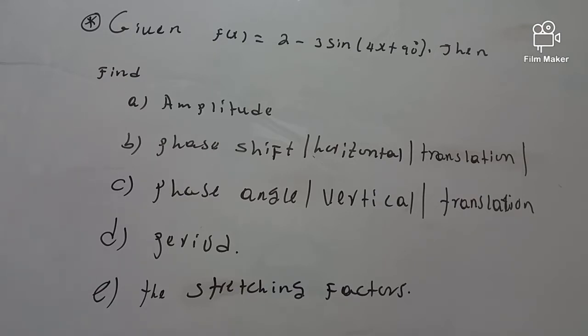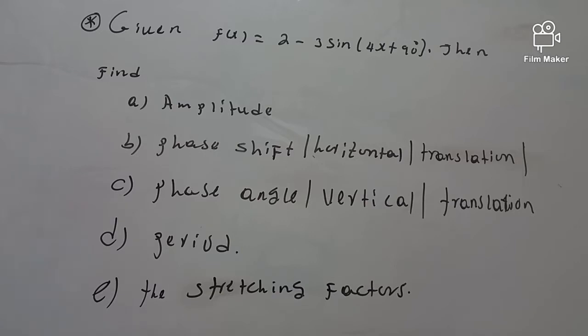For example, look at the first point. Given the function f of x equals 2 minus 3 sine of (4x plus 90 degrees), how are we going to describe the amplitude, phase shift or horizontal translation, phase angle, vertical translation, the period, and generally the stretching factors? If you remember, in our previous videos I have already explained generally how we are going to describe any transformation.